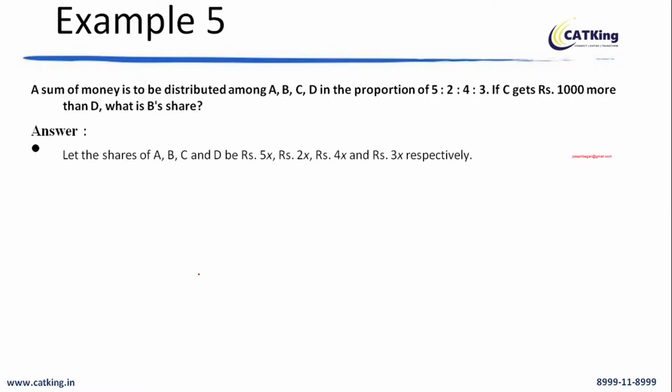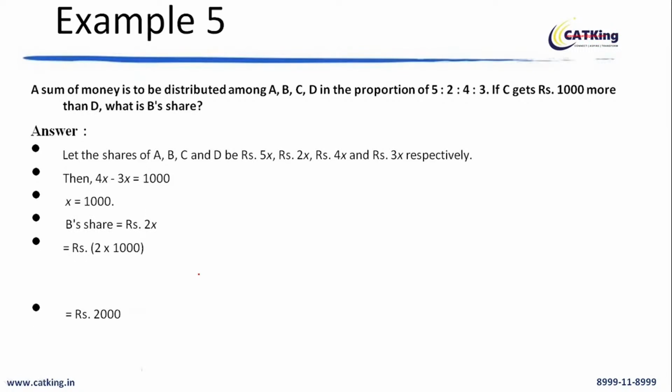So let the shares of A, B, C, D be 5x, 2x, 4x and 3x respectively. So if C gets 1000 more than D, that is 4x minus 3x is equal to 1000. So we can find the value of x. x becomes 1000. Now, what do you have to find? You have to find out the share of B. So B is how much? B's share is 2x, which is 2 into 1000. Thus the value of B is 2000 rupees. It's a pretty simple question. I hope you guys understood this.